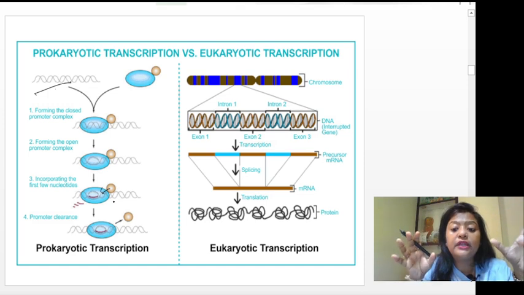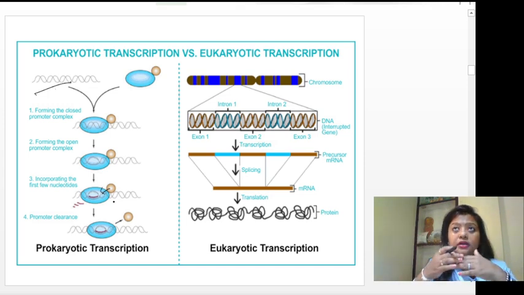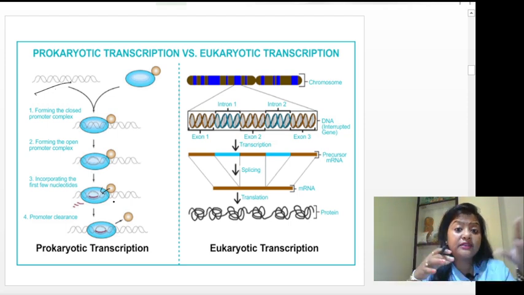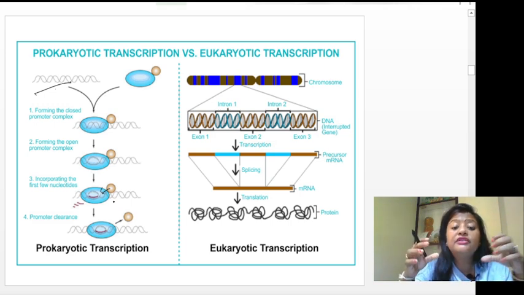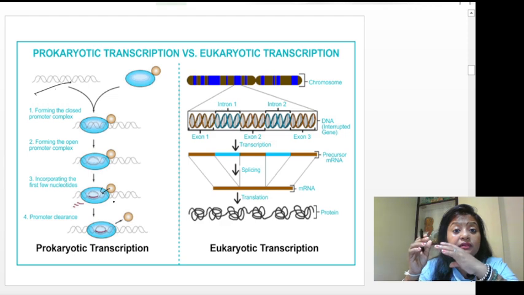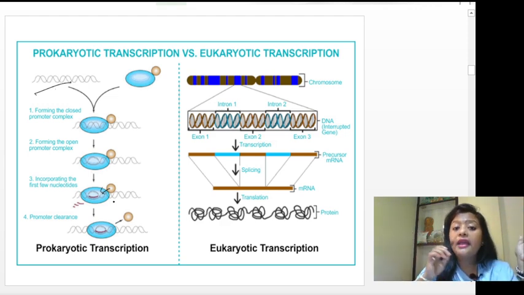So let me tell you about the direction in which nucleotides are added. The RNA polymerase will move from 3' to 5' along the DNA template strand, the strand it uses to form the new mRNA transcript. But the transcript itself is forming in the 5' to 3' direction. Transcription is occurring from 5' to 3', but the RNA polymerase is moving along the DNA strand from 3' to 5'.